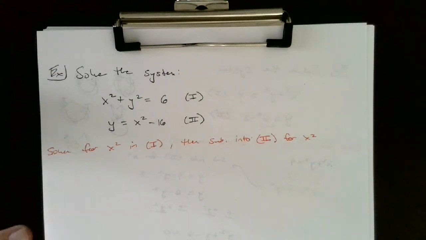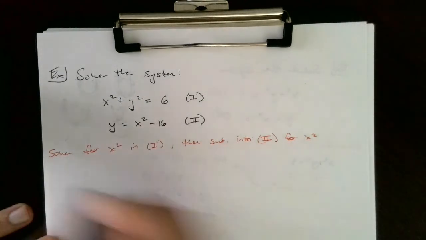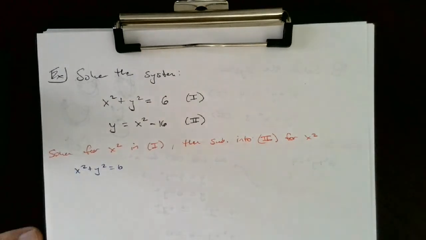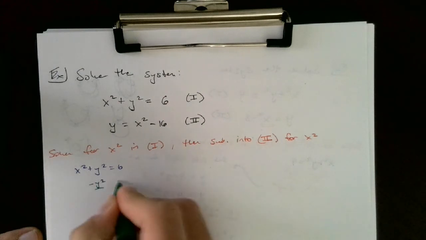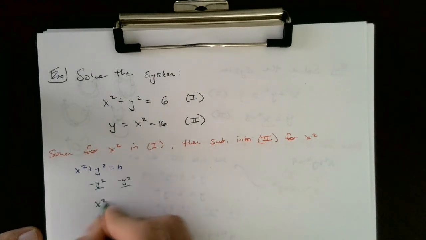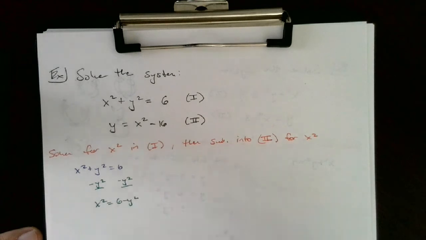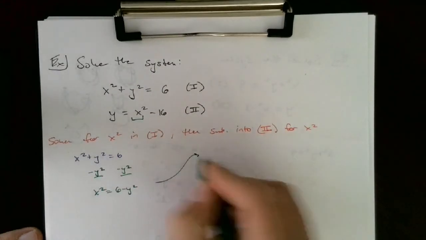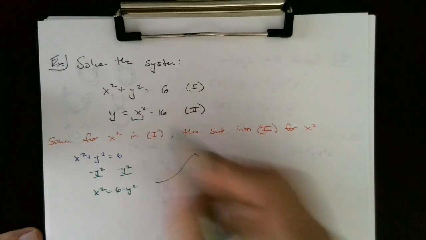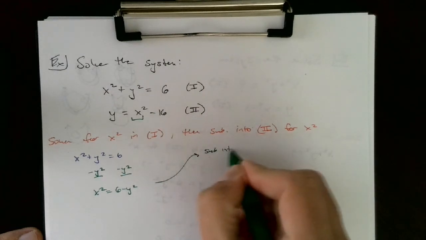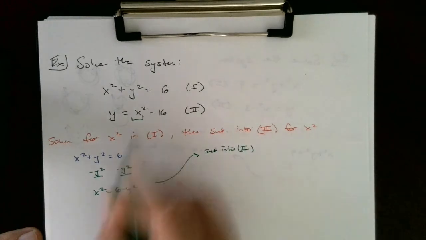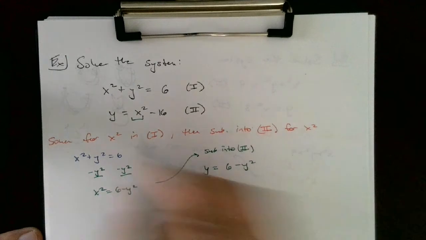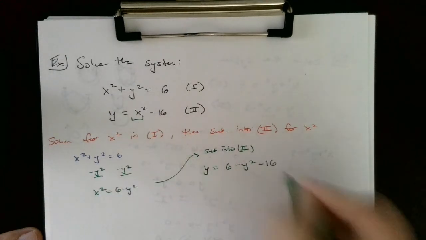So in equation 1, I had x squared plus y squared equals 6. To solve for x squared there, I'm going to subtract y squared and subtract y squared, so I end up with x squared equals 6 minus y squared. And now I'm going to substitute into equation 2 for where the x squared is. So this is my substitution now. So if I sub into 2 for the x squared, I end up with y equals 6 minus y squared. That's me replacing the x squared minus 16.